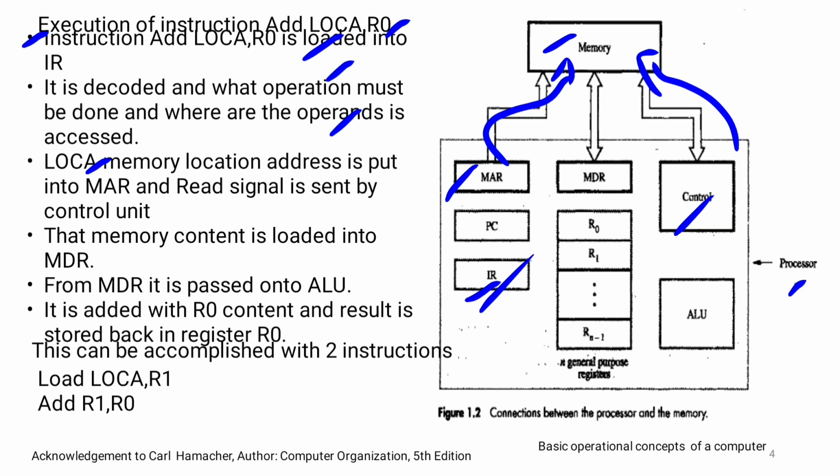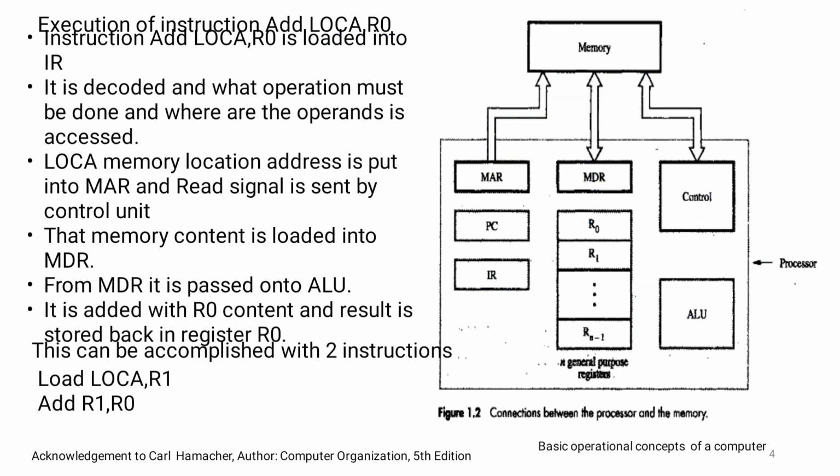Then that memory location will put its content on data lines of the external memory bus. It is loaded into MDR. From there it is brought to the ALU over the internal processor bus. The ALU will add the LOCA content which is brought in with R0, and the result is kept back in R0. This is how the Add LOCA, R0 instruction is executed.